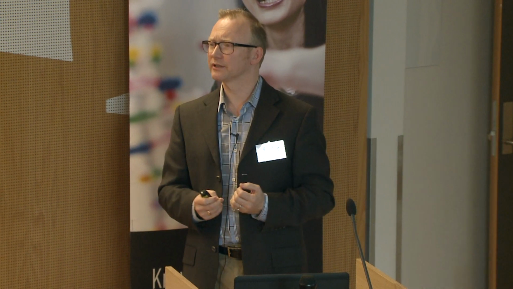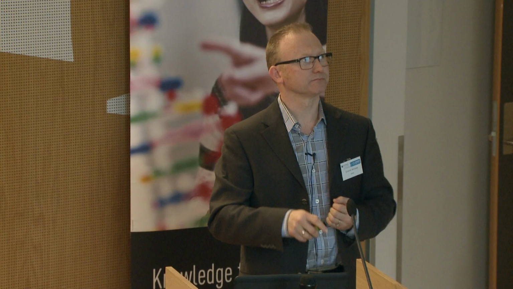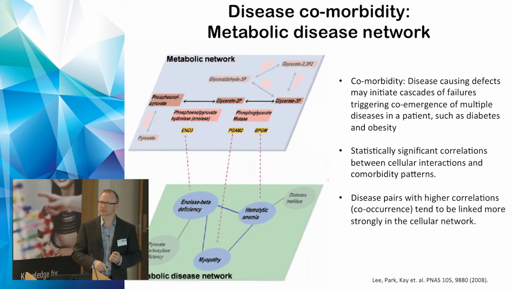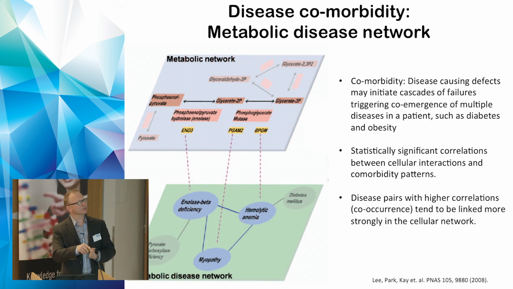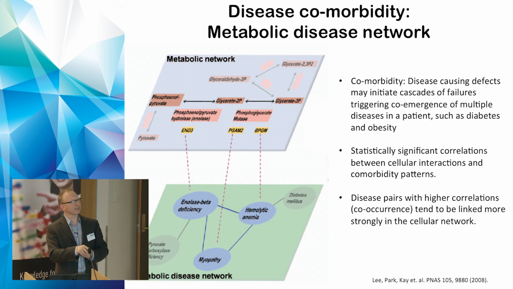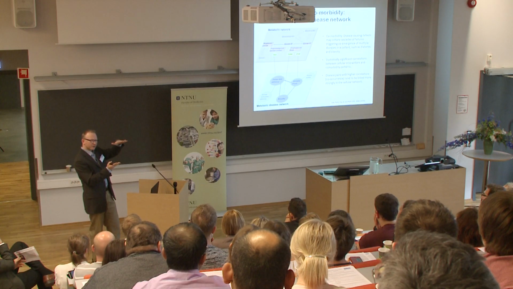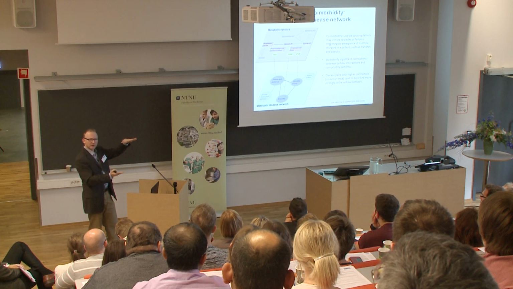So you might think that just looking at diseases, well, it's a cute little network thing. But does it really matter? Yes, it does, because it's related to disease comorbidity. This is a slightly different representation. Here's a metabolic network, with different enzymes and the names of the genes coding for the enzymes. And then you have the different diseases and genes associated with these diseases.